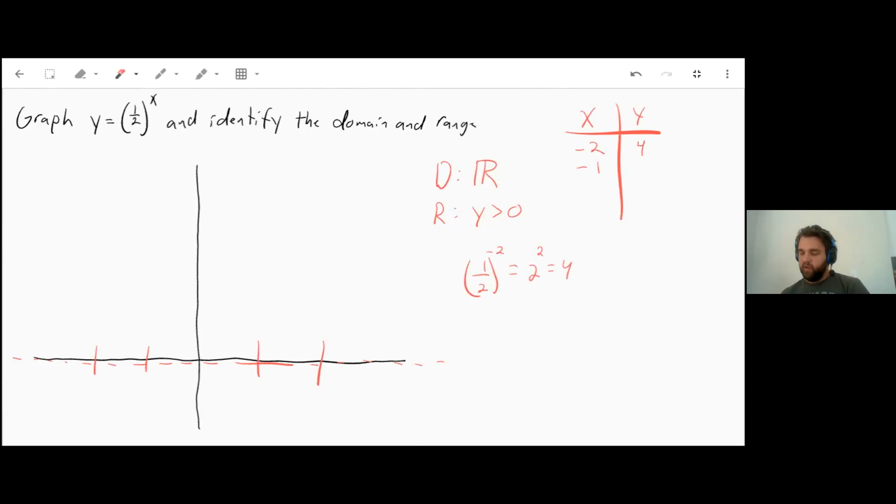So at -1, you would multiply by 1/2, and that would get us down to 2. At 0, you multiply by 1/2, and that gets you down to 1. At 1, you multiply by 1/2, you get down to 1/2. And then at 2, you multiply by 1/2, and you get down to 1/4. So at -2, we go up to 4. At -1, we go up to 2. At 0, we go up to 1. At 1, we go up to 1/2. And at 2, we go up to 1/4. So you can see, even just from this, sort of what that exponential decay graph looks like.